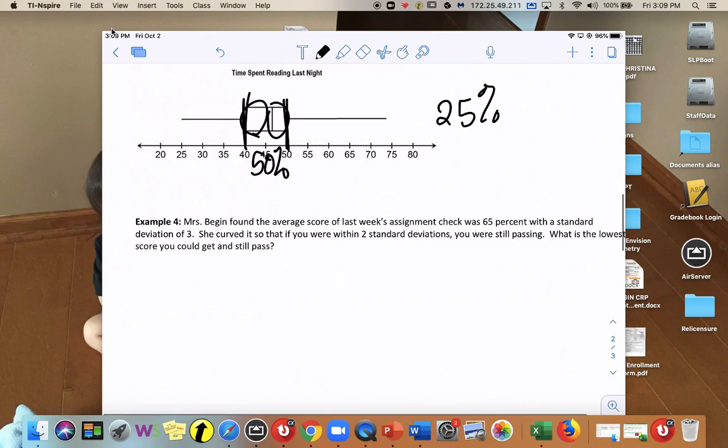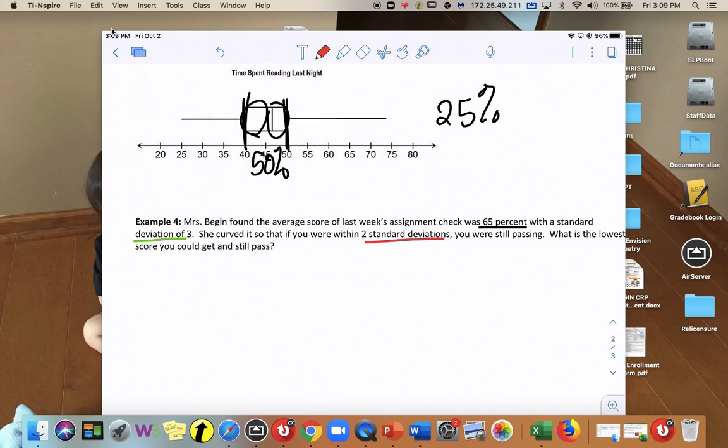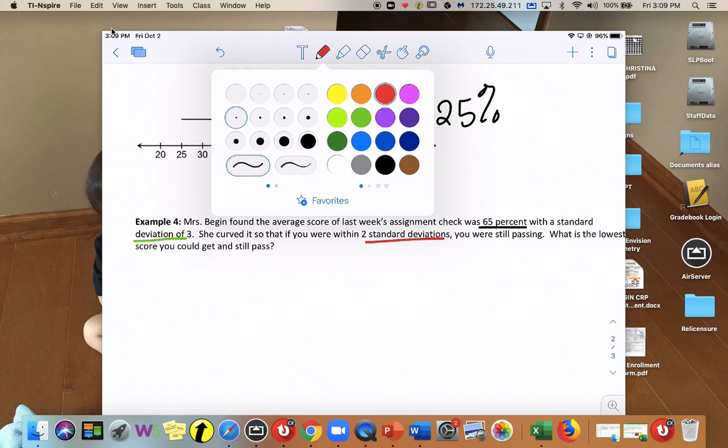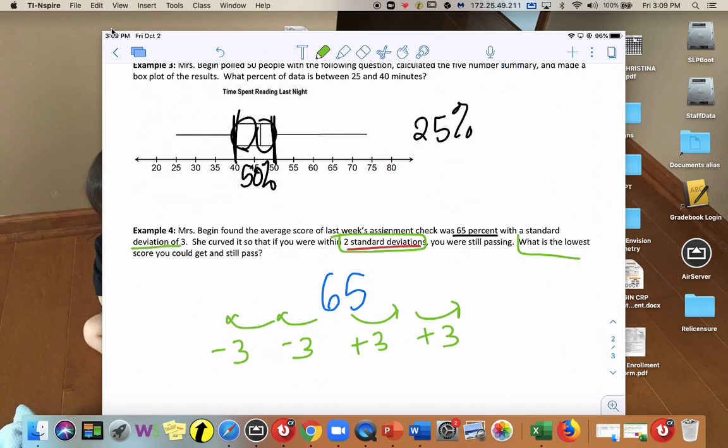All right, and then last example, Ms. Bajan found that the average score of last week's assignment check was 65% with a standard deviation of 3. She curved it so that if you were within 2 standard deviations, you were still passing. What is the lowest score you could get and still pass? All right, so the average or the mean score is 65. The standard deviation is 3. So I'm going to add 3 if I go to the right, subtract 3 if I go to the left. But it says if you were within 2 standard deviations, what's the lowest score? So I'm going to go this way and subtract.